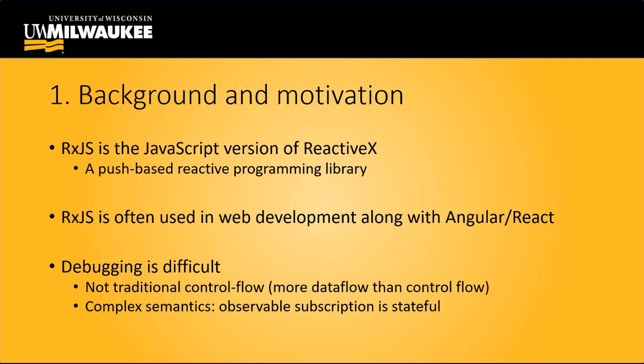Debugging RxJS programs can be challenging. The cause of error may not be revealed with traditional debuggers using breakpoints or by printing out the stack trace, which do not correspond to the data flow of the program. A lot of the details from the library can complicate inspection. Subscription to the observables may be stateful, which is also not well documented.